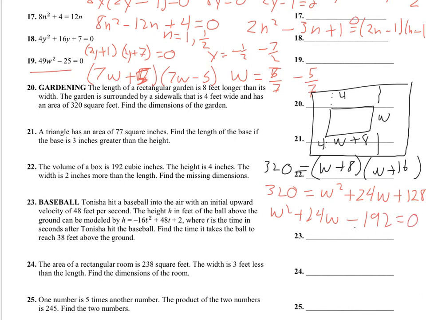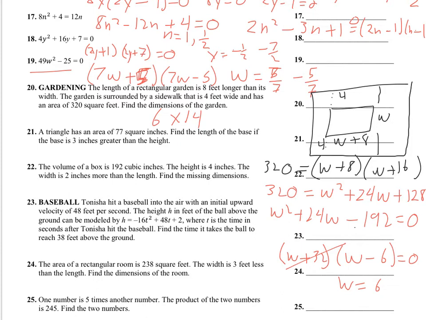All right, factors of 192. Let's think about that. And after careful deliberation, looks like my factors would be w plus 32 and then w minus 6 equals 0, which means that one doesn't work because it comes out negative, which means w is equal to 6, so that means the garden is 6, and if that's longer, it is 6 by 14.